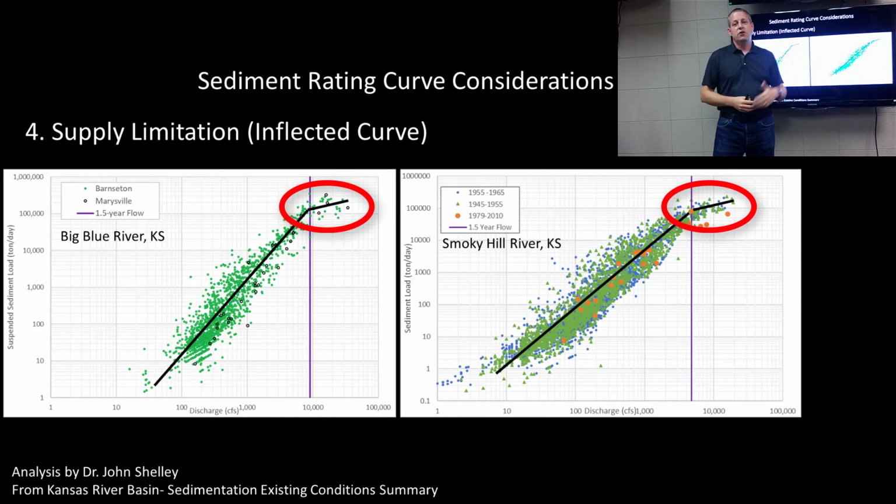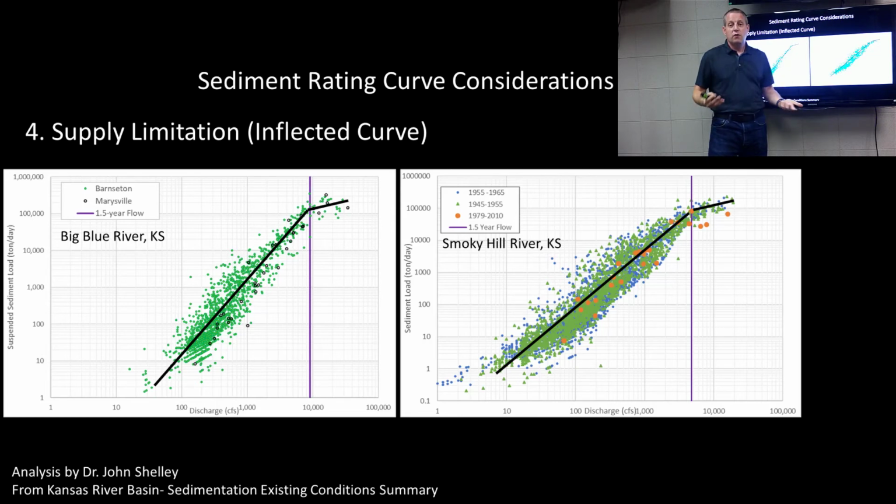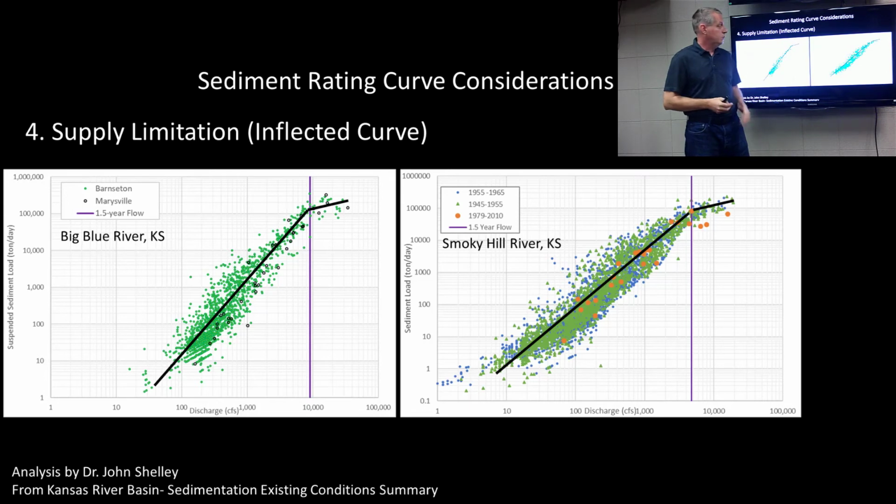Sometimes called a flattening curve, an inflected curve. But if you were to just fit even an unbiased rating curve through these data, you would way overestimate the transport at your moderate to high flows, even your channel forming discharge. And so you would way overestimate your sediment flux. And so you just have to actually think about this and look at your data and think about how your system works before just fitting a rating curve to your data.